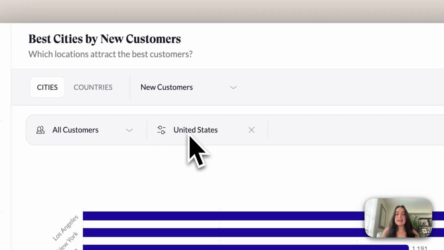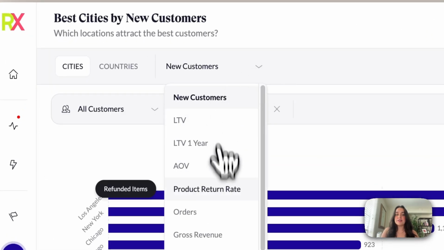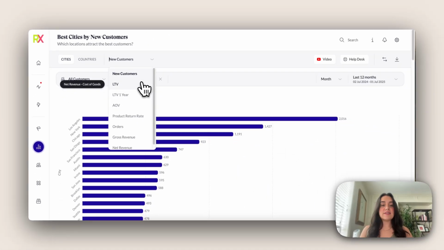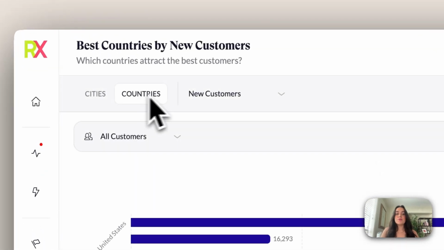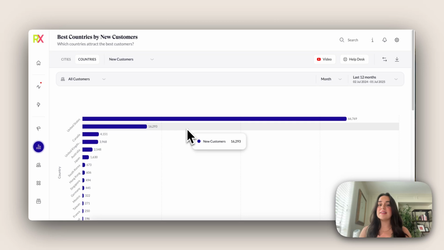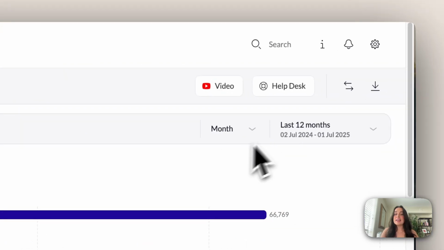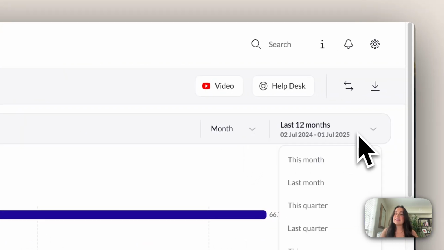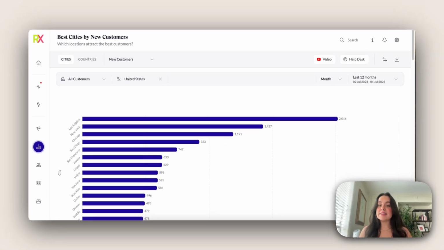In addition to adding a country filter within cities, we can also look at different KPIs by going to the KPI dropdown over here, by taking a look at either LTV, LTV 1 year, AOV, orders, whatever it may be. If you wanted to take a look at just countries specifically, all you have to do is go over here and click on countries, and you can see which ones are producing the highest amount in regards to the KPI you've selected over here. We also have our traditional filters, such as your segment dropdown over here, as well as our date range option over here on the right side, where we can click into this and be more specific with what we're viewing.